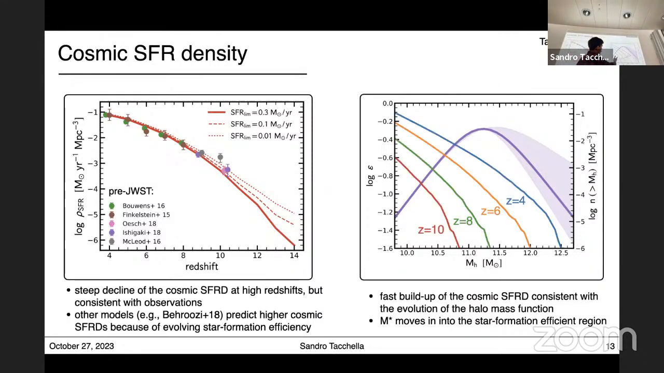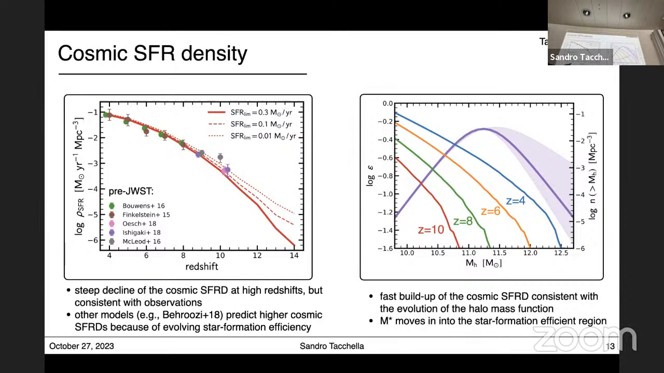And what you can see when you plot the halo mass function, from redshift 10 to redshift 4, is that the halo mass function is moving into this regime where we now have 10 to the 11 solar mass halos more abundant at redshift 4, right? So you really increase the number of halos that are able to host efficient star formation.